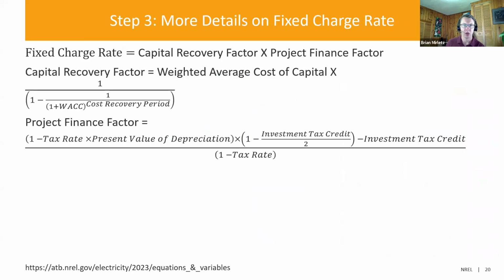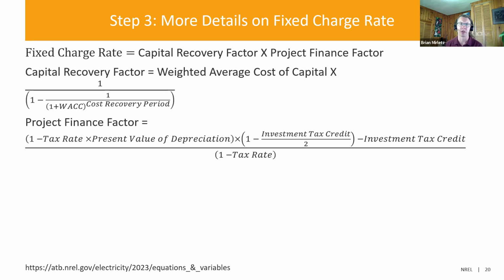Going into a little bit more depth on what goes into this fixed charge rate, these summarize the equations that are in ATB-calc. There are additional equations, particularly for the weighted average cost of capital, that are still in the ATB Excel spreadsheet, but this sort of gets the high-level idea of what's needed to come up with that fixed charge rate. So the fixed charge rate is solved for by multiplying the capital recovery factor and the project finance factor. The capital recovery factor takes the weighted average cost of capital and discounts it to present value according to the cost recovery period.